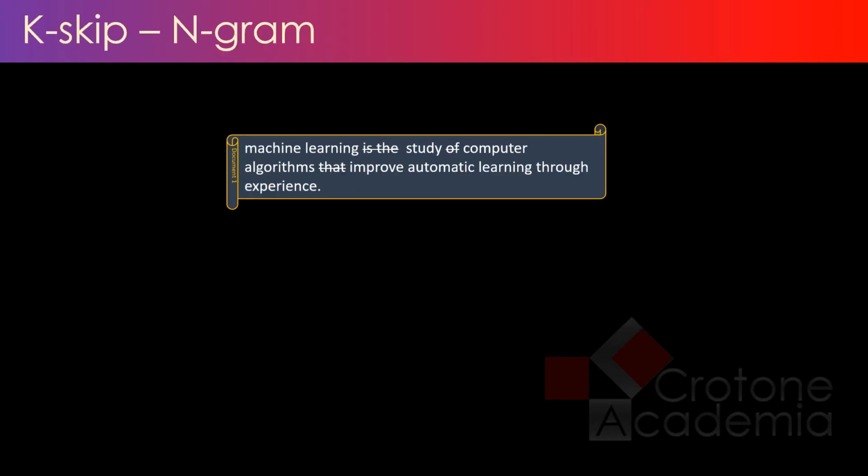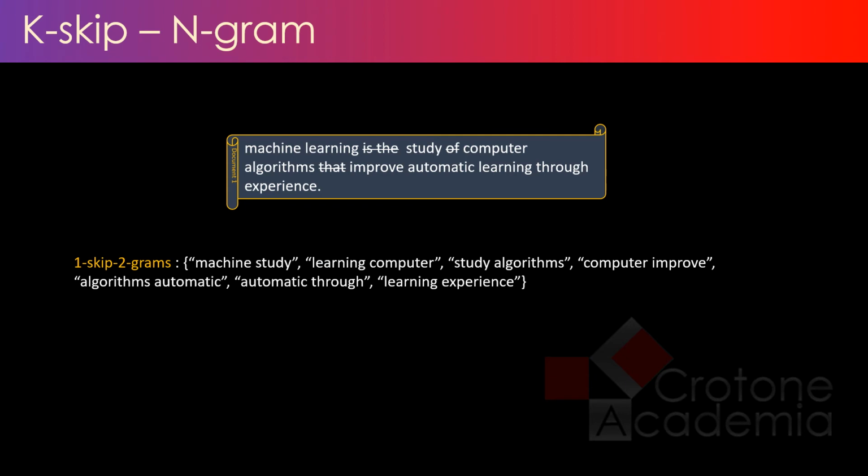When we are grouping words in n-grams, we can group after skipping intermediate words. For instance, in one skip 2 grams, we group machine and study together after skipping the intermediate word learning. Similarly, learning and computer can be grouped together after skipping the intermediate word study.